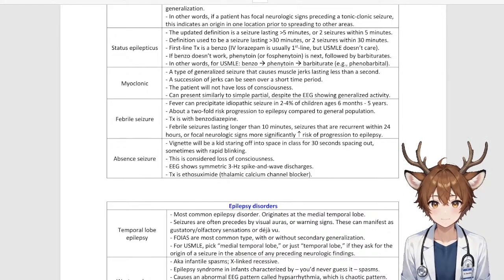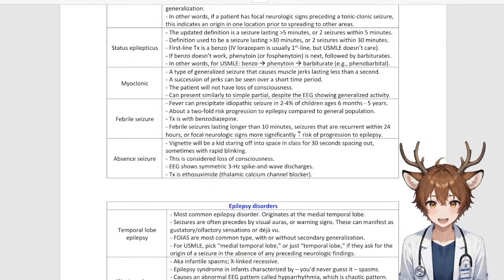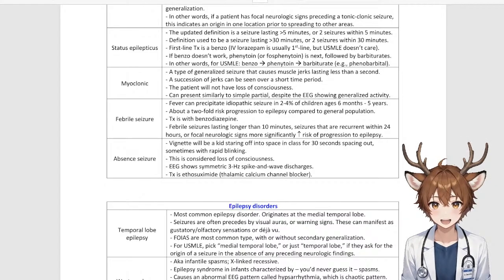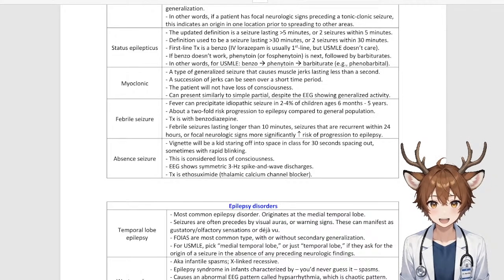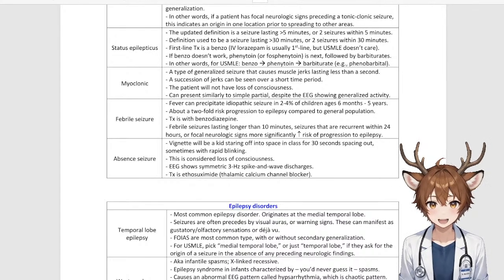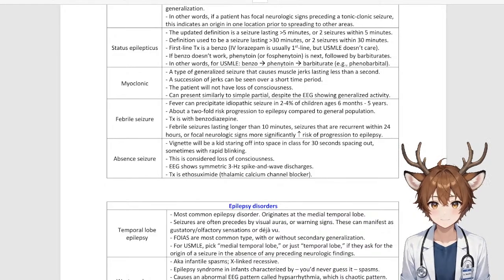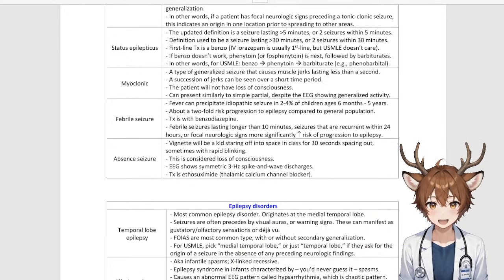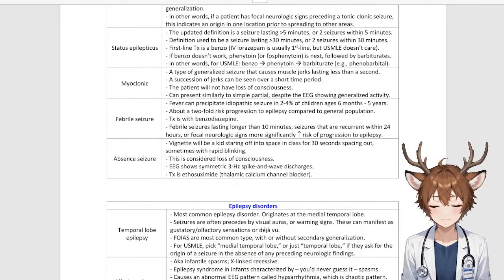Febrile seizure. Fever can precipitate idiopathic seizure in 2 to 4% of children ages 6 months to 5 years, about a twofold risk of progression to epilepsy compared to the general population. The treatment should be benzodiazepine. Febrile seizures lasting longer than 10 minutes, seizures that are recurrent within 24 hours, or focal neurologic signs, more specifically, carry an elevated risk of progression to epilepsy.